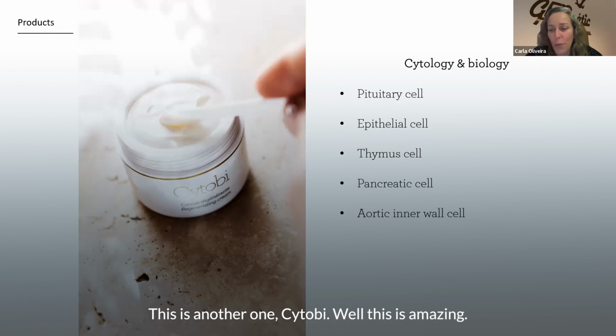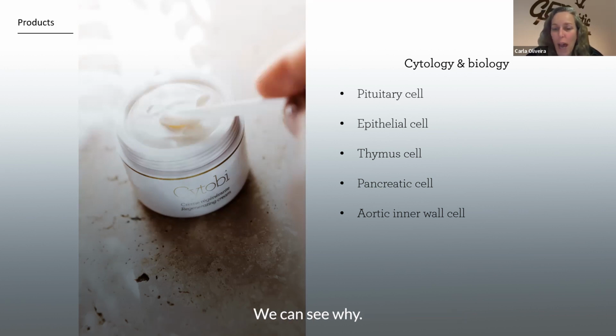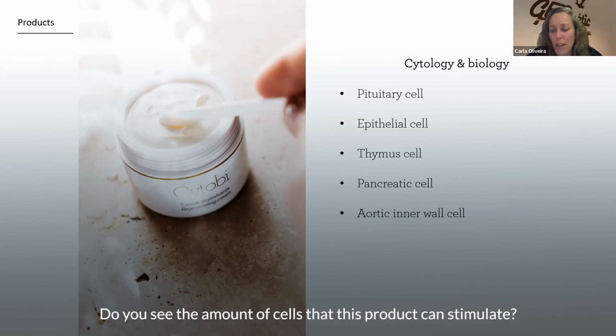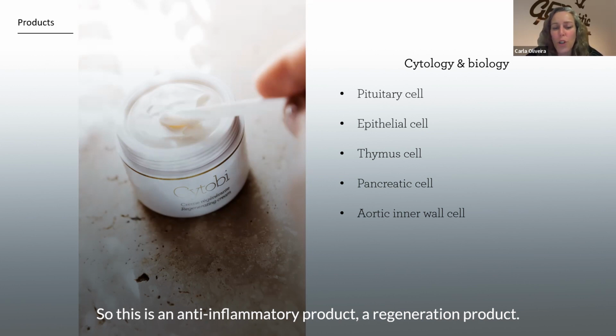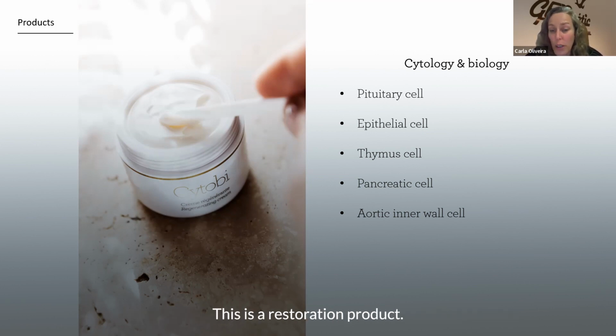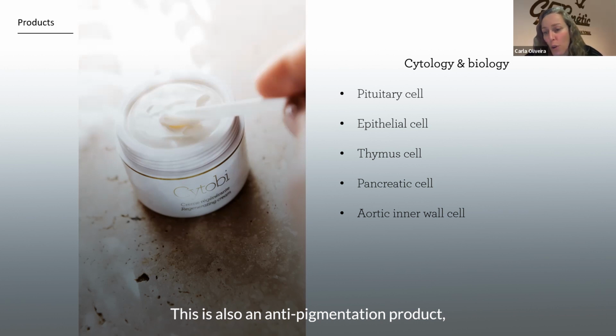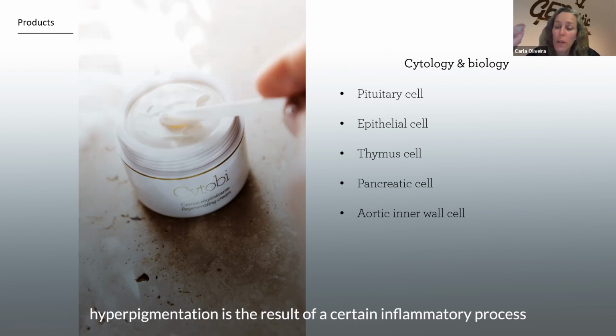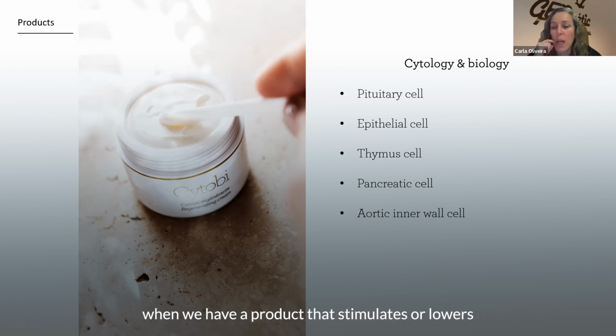This is another one, Cytobi. Well, this is amazing. This is one of the most expensive products, more expensive than Synchro. We can see why. Do you see the amount of cells that this product can stimulate? It's amazing. So this is an anti-inflammatory product, a regeneration product. This is a restoration product. This is also a depigmentation product, because sometimes hyperpigmentation is the result of a certain inflammatory process. When we have a product that stimulates or lowers a certain inflammatory process, we gain with it.